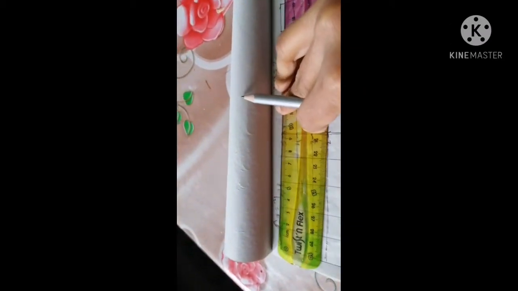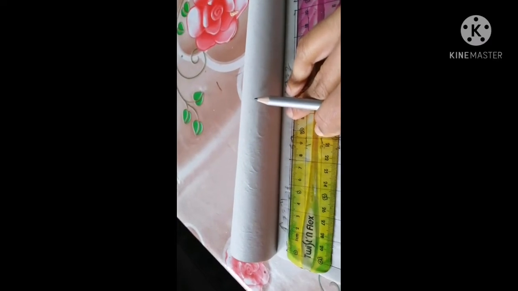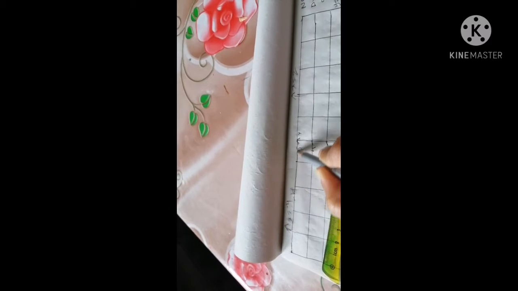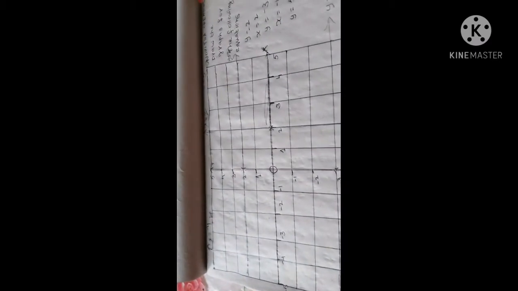And now we need to show y equal to 5. Y-axis is this one. So this is the line. We need to draw a straight line like this and this is y equal to 5. We need to show equations on the graph like this. Sometimes they will ask this question for 2 or 3 marks.